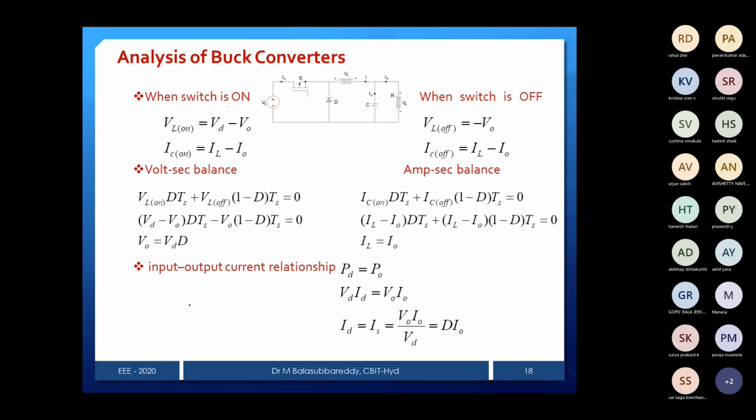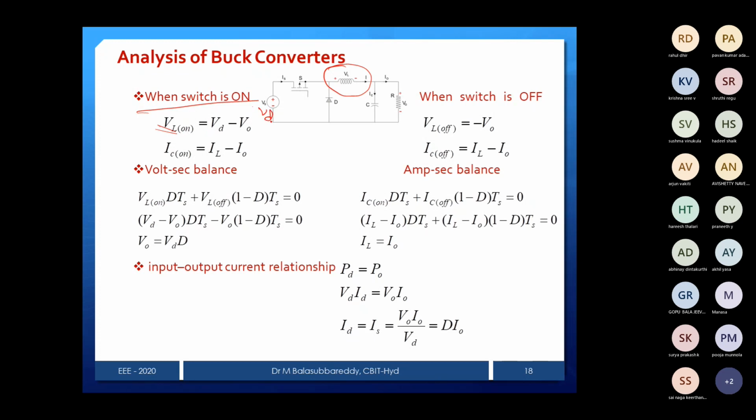One is the switch on, another one is the switch off. Now you can see that the switch is on. My first question is, what is the voltage across the inductor? When the switch is on, the voltage across the inductor is equal to the input.